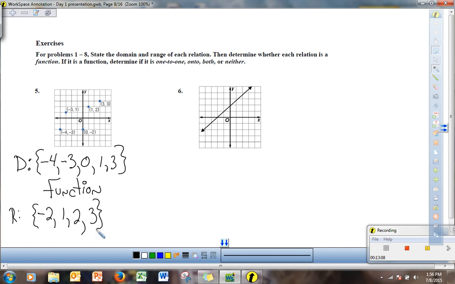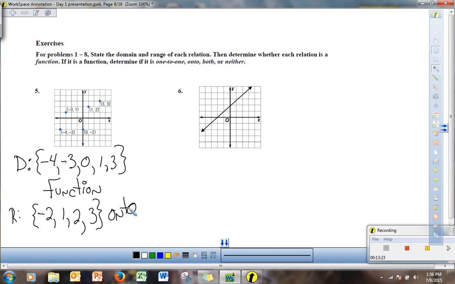And then if we look at our definitions, it says if the range is used, it's used only once. Well, a -2 was used twice, so it's not 1-to-1, but it would be on 2. So that's what we got going on this.